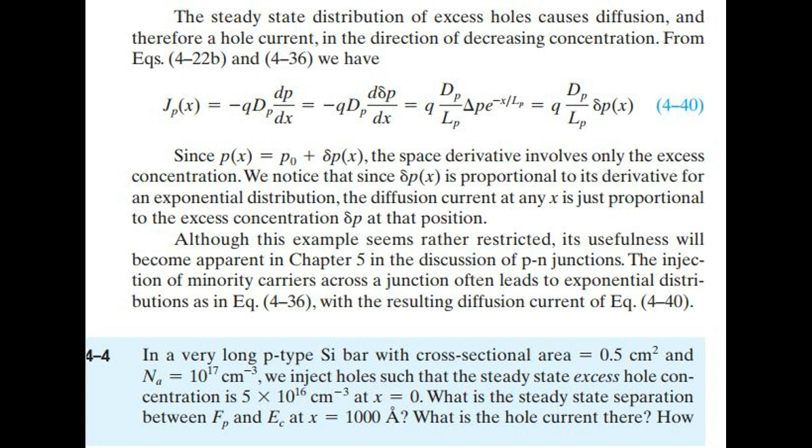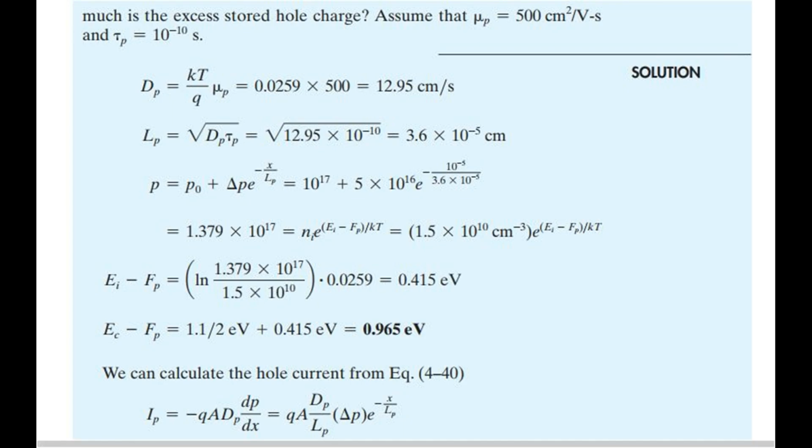Example 4.4. In a very long p-type silicon bar with cross-sectional area equal to 0.5 square centimeters and number of acceptors equal to 10^16 per cubic centimeter, we inject holes such that the steady-state excess hole concentration is 5×10^15 per cubic centimeter. What is the steady-state separation between Fp and Ec at x equal to 1000 angstroms? What is the hole current there? How much is the excess stored hole charge? Assume that hole mobility equals 500 cm²/V·s and hole lifetime equals 1 nanosecond.